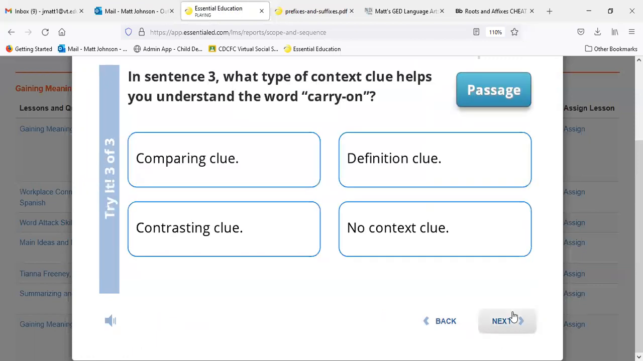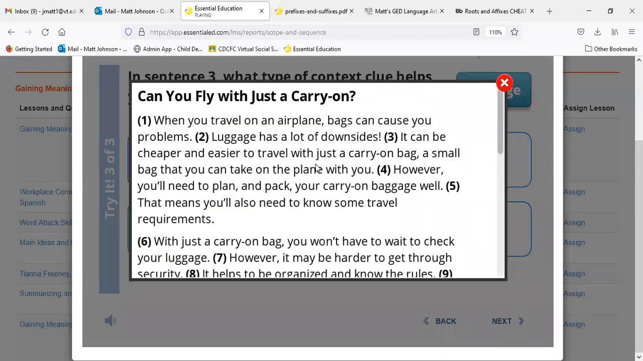Sometimes you can learn a lot. In sentence 3, at the end there, it says just a carry-on bag. A lot of times it might be split with a comma. So in this case, you get that additional information after the comma. So, a small bag that you can take on the plane with you. Like he says, in definition context clues, you might not have a signal word like is, like, or some type of opposite, a contrasting word. A lot of times it might be just punctuation. So in this case, it is separated by a comma, and it gives you exactly what a carry-on bag is, right? A small bag that you can take on the plane.